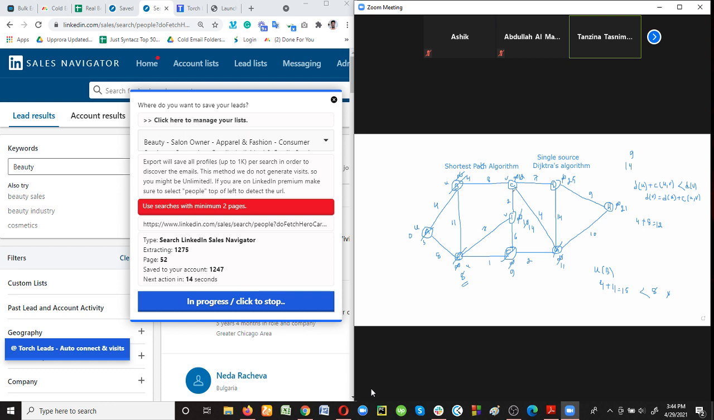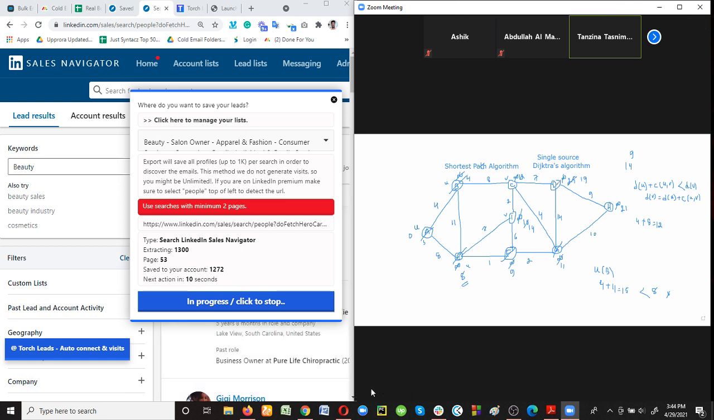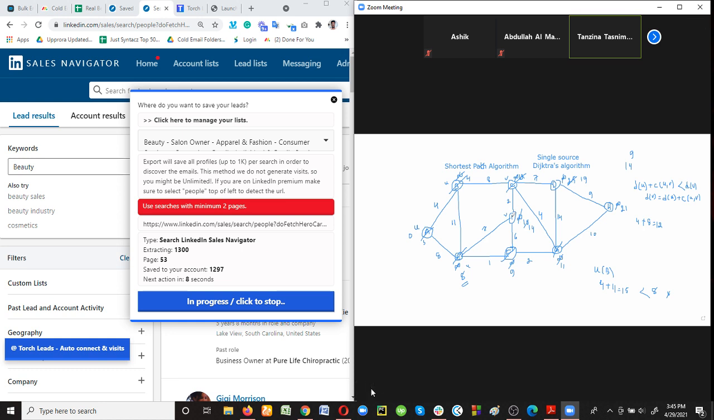Okay. One more adjacent vertex of C is D. So the distance of C is 12. 12 plus 7 equals 19. Is it less than 25? Yes. So again, change its distance value. So now the new distance of D is 19. So C is now visited. Okay. So which one will be the next source node? I or D? Yes, I.